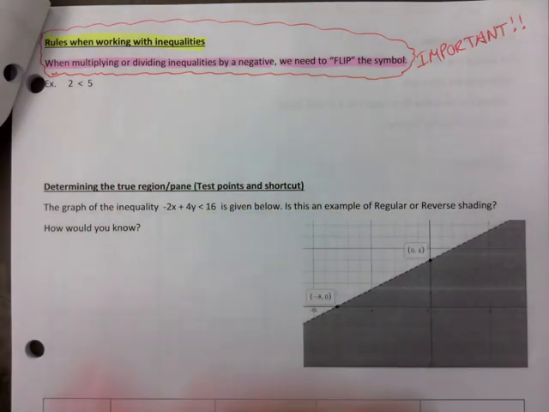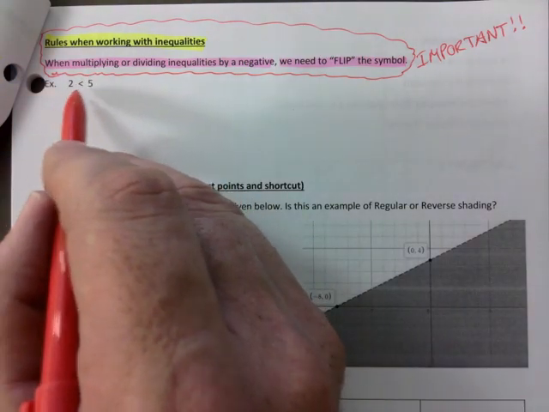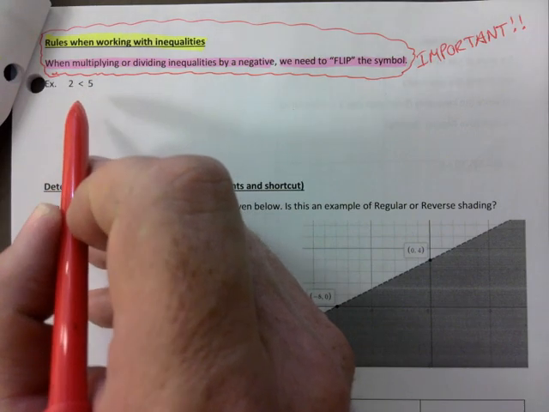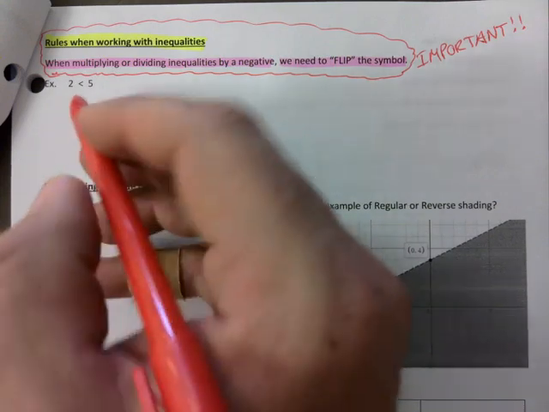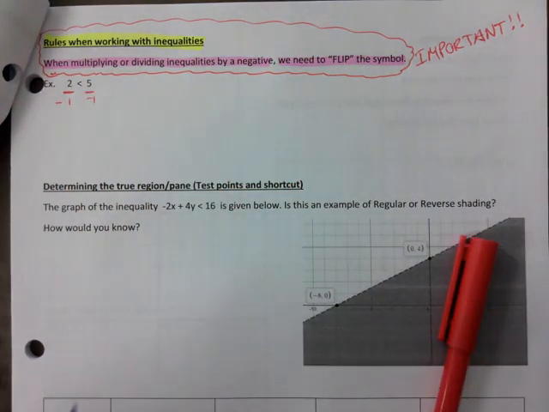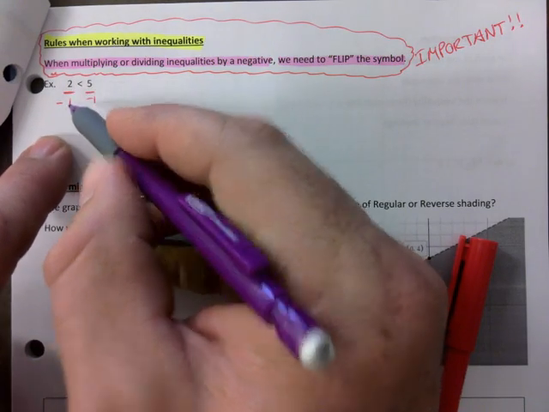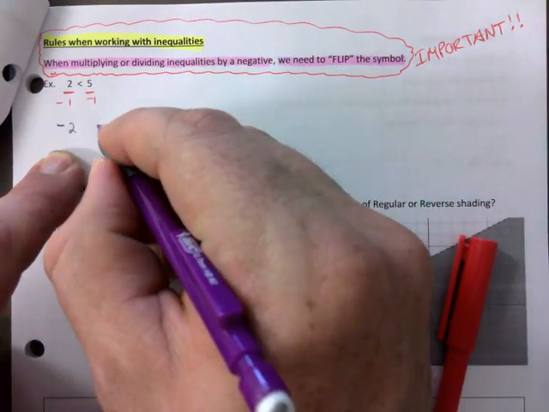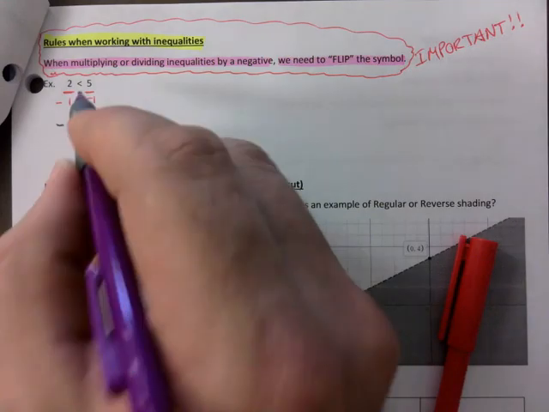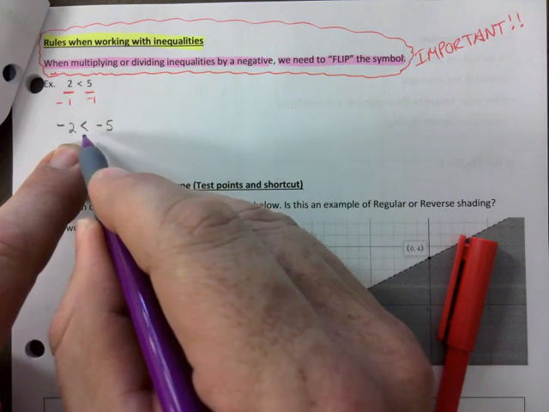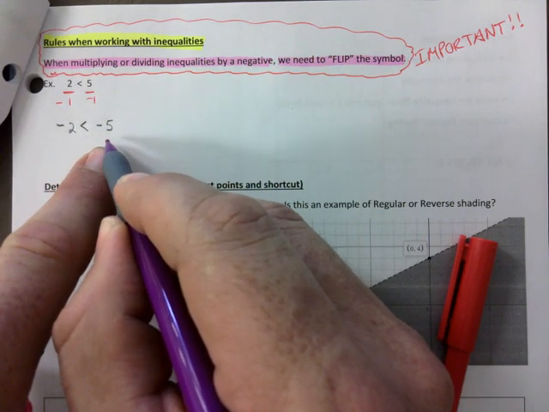So for instance, if this inequality, and you could tell this is true, correct? 2 is less than 5, correct? I think everybody would agree in here. But what if I do the same thing as an equation and I divide both sides by, let's say, negative 1? If I do that, 2 divided by negative 1 is negative 2. Okay? 5 divided by negative 1 is negative 5. If I kept that inequality like this, is this true? Is negative 2 smaller than negative 5? That's false.